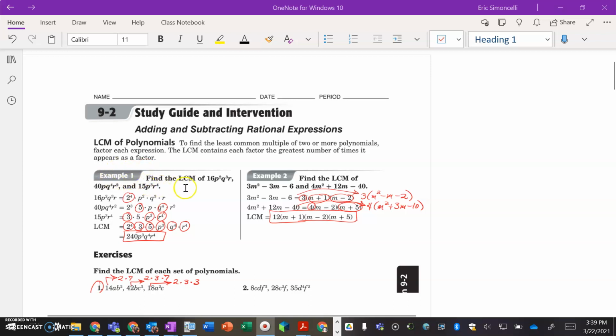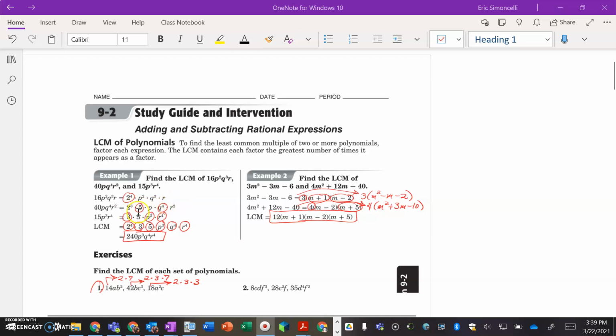Example 1. Find the LCM of 16p squared q cubed r, 40pq to the fourth r squared, and 15p cubed r to the fourth. As you can see, each respective monomial is broken down with its factors, 2 to the fourth, or 2 times itself 4 times. That's fine as well. P squared, q cubed, and r are just written as individual terms, not expanded out as p times p and so on, which you could still do.